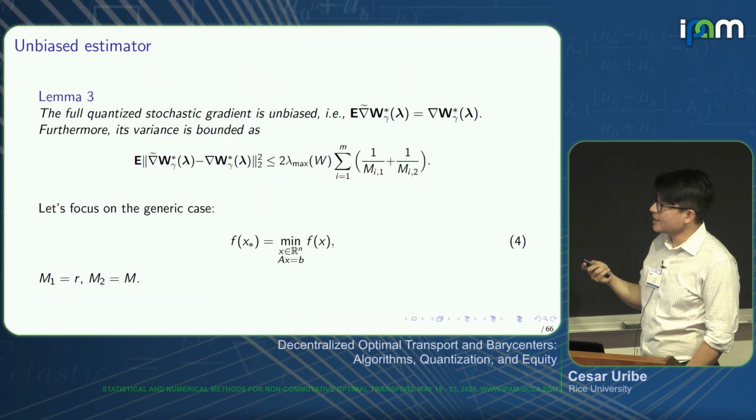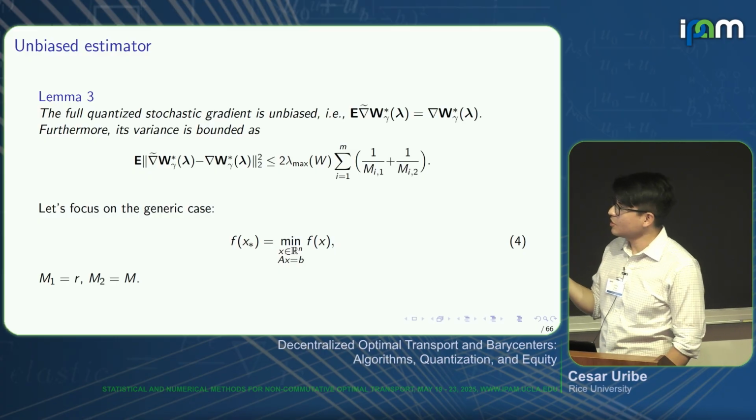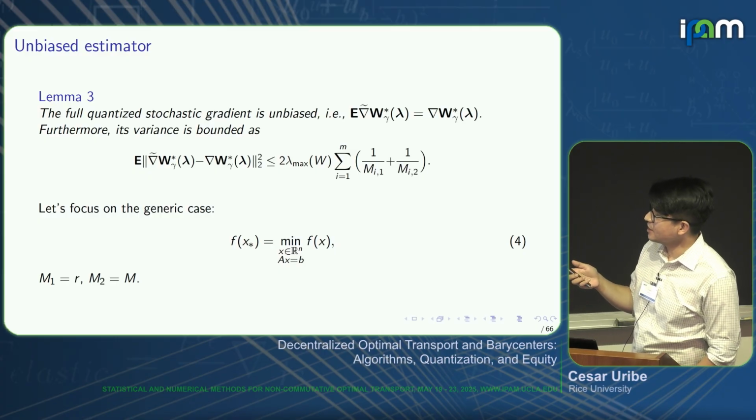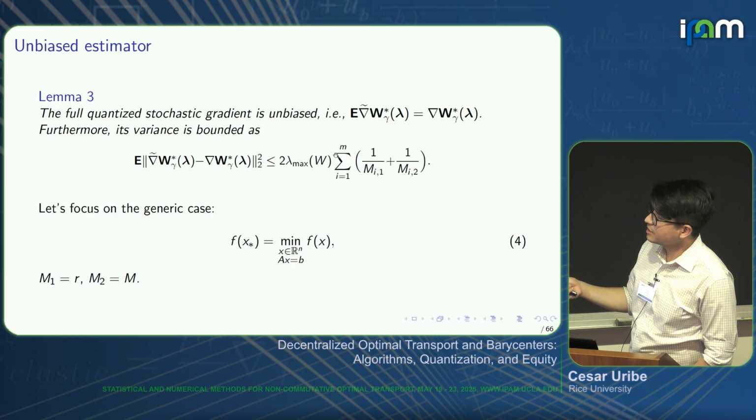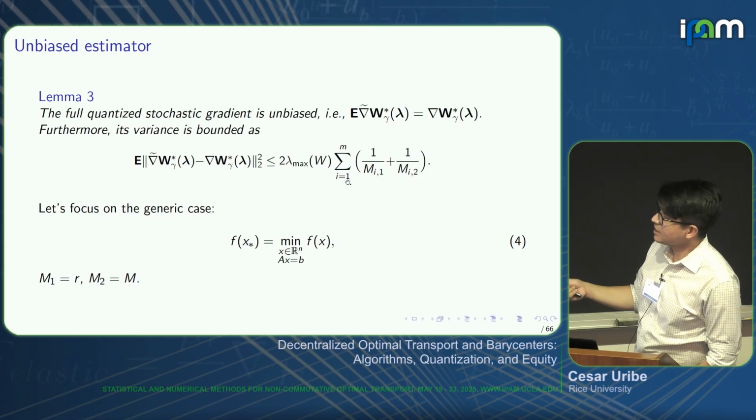Moreover, you can continue analyzing. Of course, all of these quantized gradients are unbiased. And then we also have explicit forms for the second moment. So you can think of this as the standard deviation.